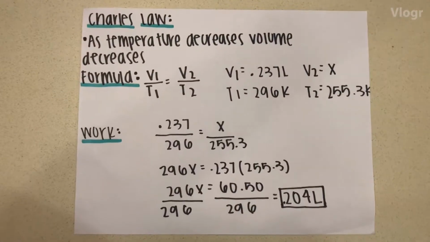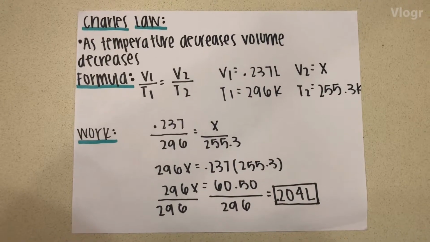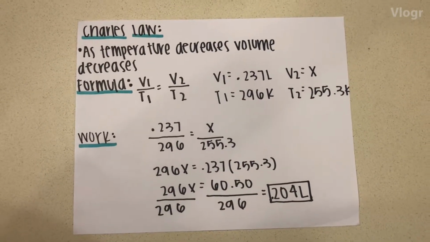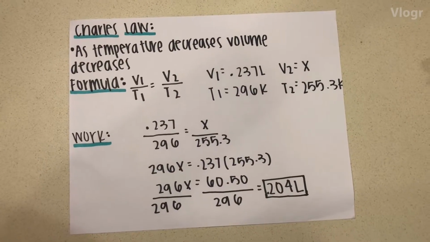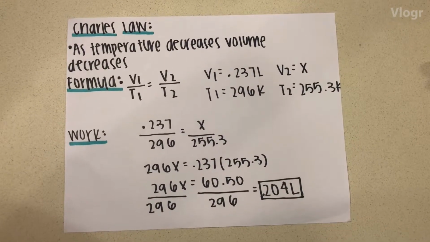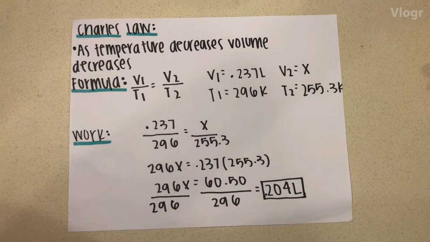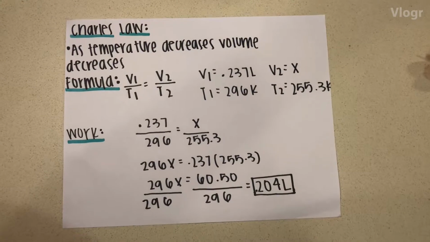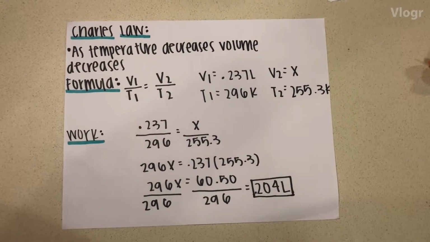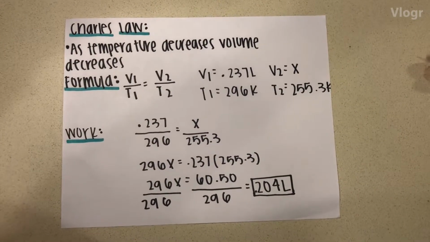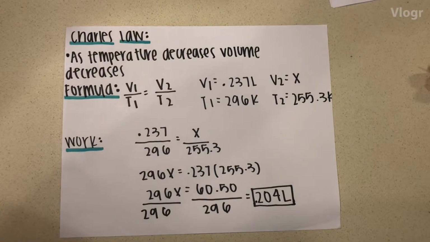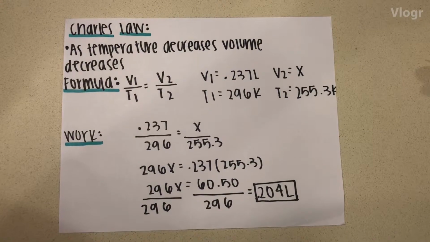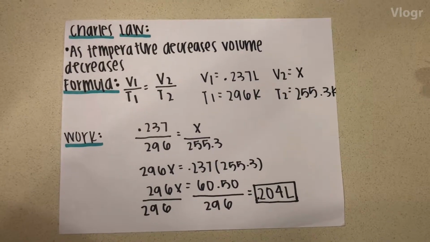A review of Charles' law. Charles' law states that as the temperature decreases, volume decreases. The formula for Charles' law is V1 over T1 equals V2 over T2. Volume 1 is the 1 cup of water I used. I converted this to liters. T1 is the temperature of the room, which I converted to Kelvin. V2 is what I was looking for, so I labeled it as X, and T2 is the temperature of the freezer, which I also changed to Kelvin. This was my work, and as you can see, for V2, I got an answer of 0.204 liters.